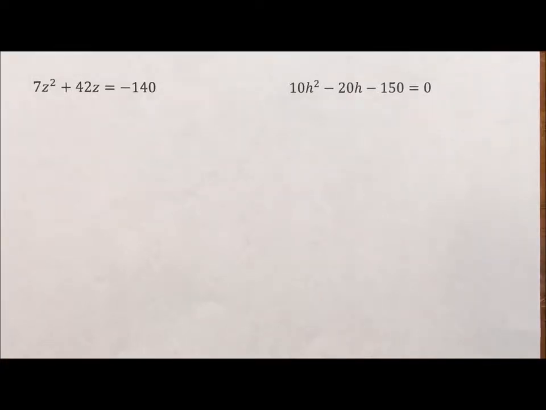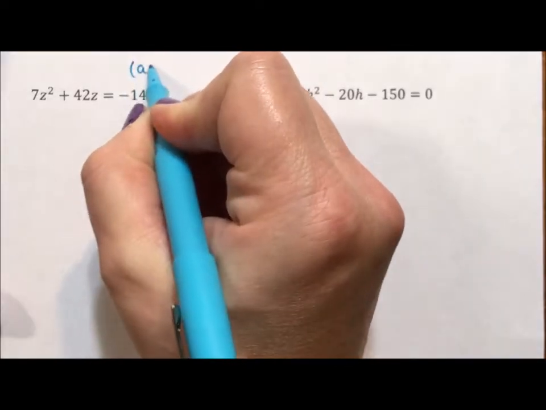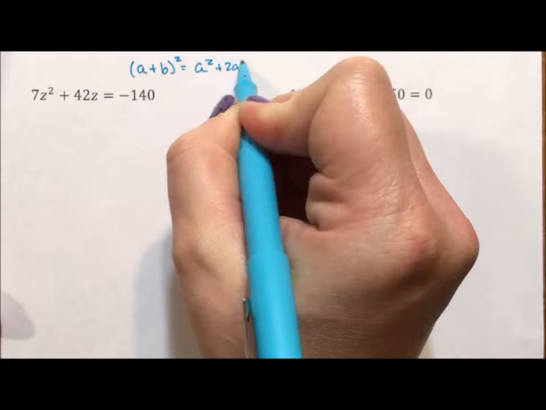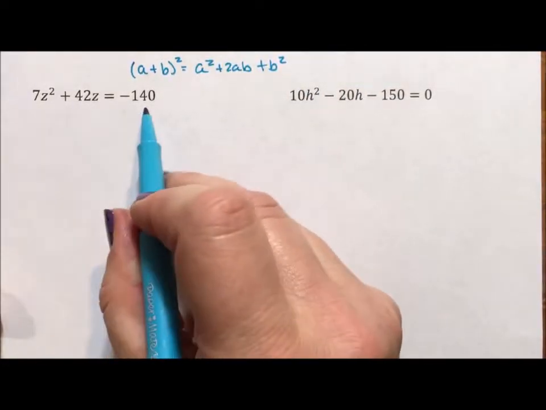Today I'm doing a series of videos on solving polynomials, and I'm specifically using completing the square to do it. For completing the square, we have (a + b) squared equals a squared plus 2ab plus b squared. All right, so this is not in the right form.